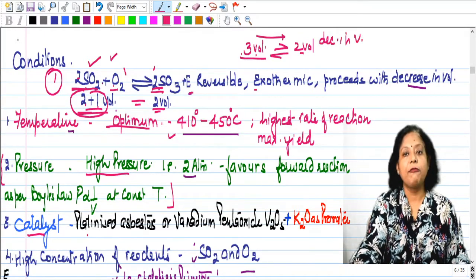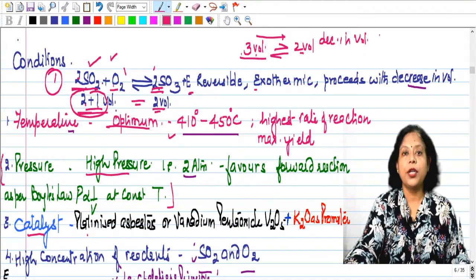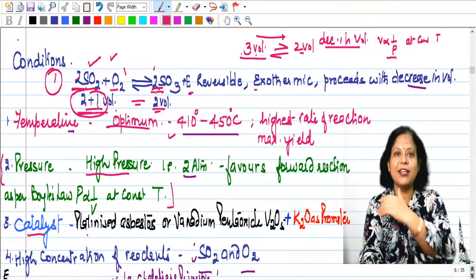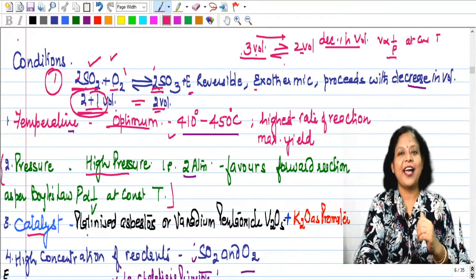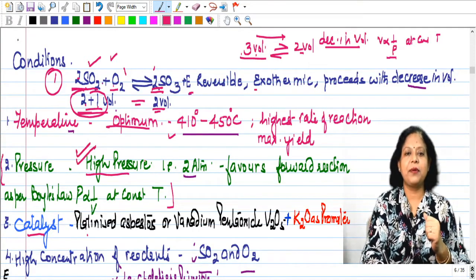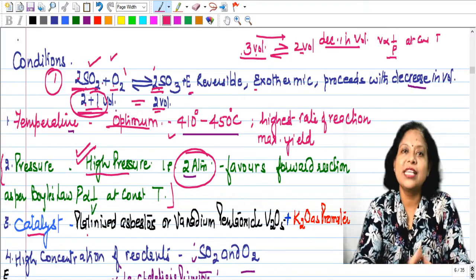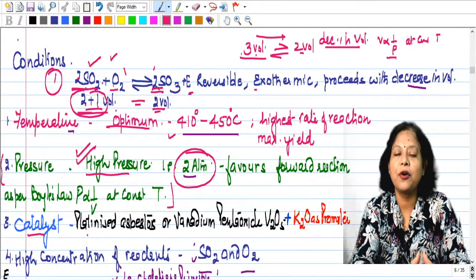Okay, now we studied in Boyle's law. According to Boyle's law, the volume is inversely proportional to the pressure, right, at constant temperature, right. So that means if volume is decreasing, what is happening? Pressure is increasing. So if we want to have the forward reaction, what you need? High pressure, right. So therefore we have high pressure, and what is the value? The value is 2 atmospheres. So these are the conditions in order to prepare sulfuric acid through contact process.